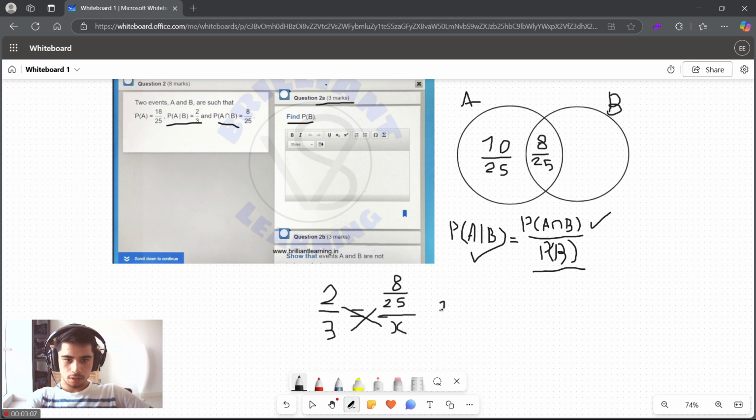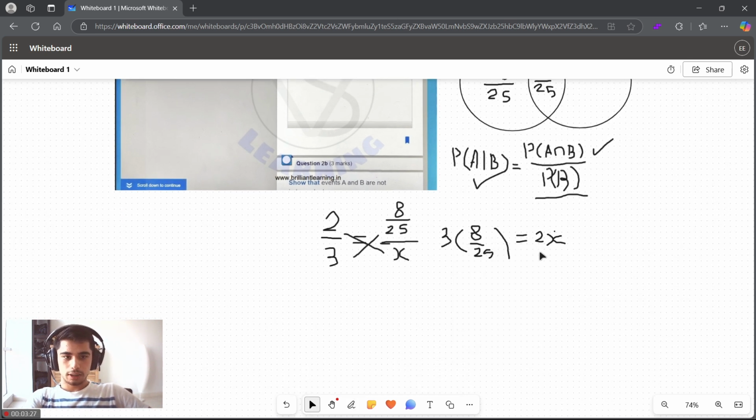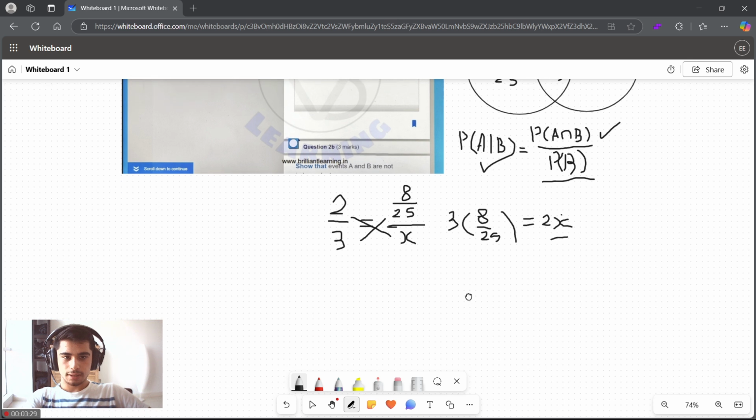So 3 times 8 over 25 is equal to 2 times x, right? So now that I have this, all I need to do is just isolate the x. So I just move 2 to this side by dividing both sides by 2. So 3 times 8 over 25, over 2, is equal to x.